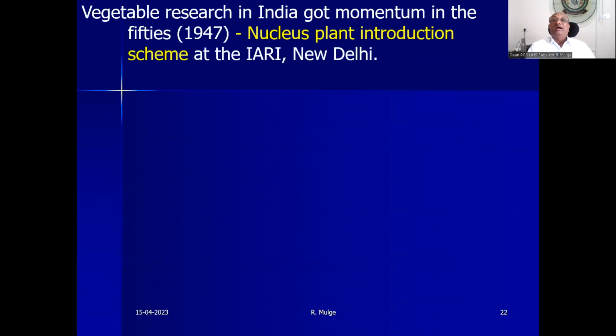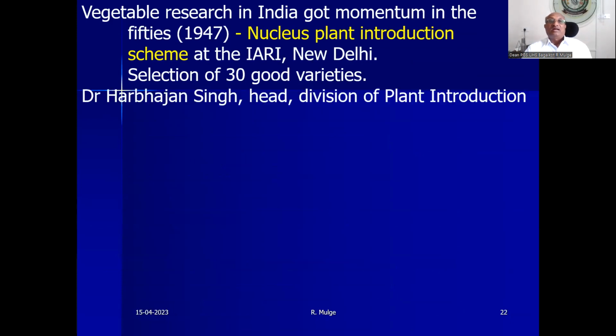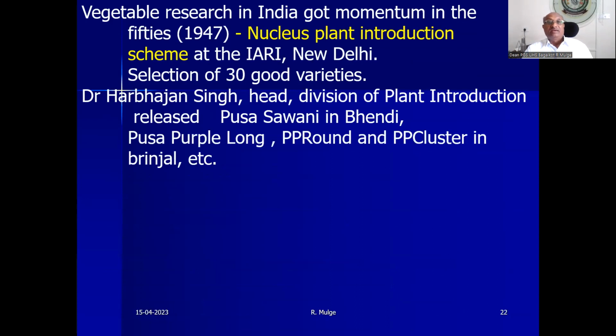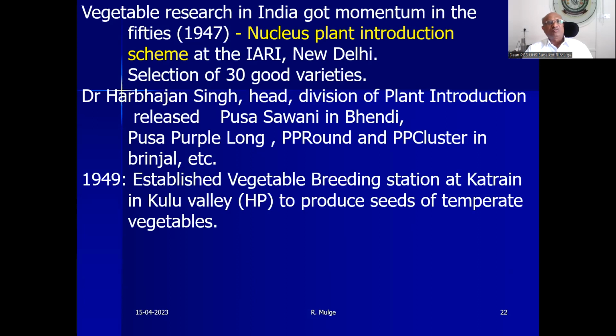Vegetable research in India got momentum in the 50s, after independence in 1947. The nucleus plant nutrition scheme was introduced at IARI immediately after independence, and that has resulted in selection of 30 good varieties. Dr. Harbhajan Singh had the division of plant introduction and released some of the varieties like Pusa Sawani, Bhendi, Pusa Purple Long, Pusa Purple Round, Pusa Purple Cluster, brinjal, so many.